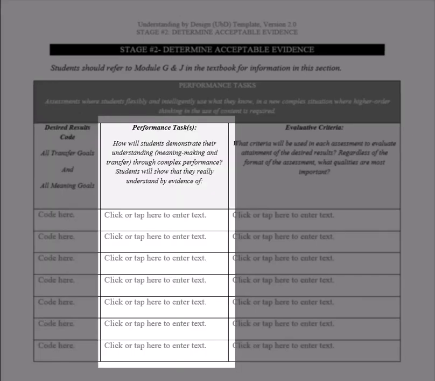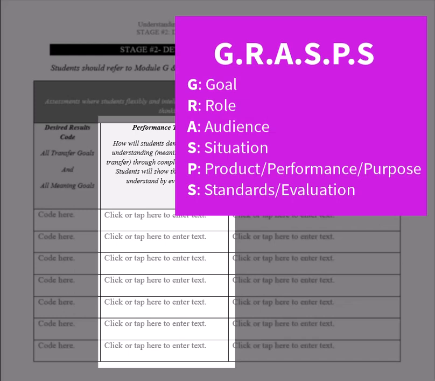The performance task column is where we list how our learners will demonstrate what they have learned and their ability to transfer their learning into new situations. These tasks can most easily be framed using the GRASPS method. This framework breaks the task down into the goal of the task, the role of the learner, the audience that the task is intended for, the situation or context that the task is occurring in, the product or performance and purpose of the task, and the standards or evaluative criteria through which the task will be compared to.